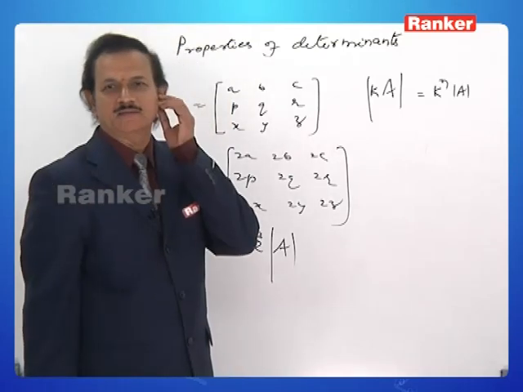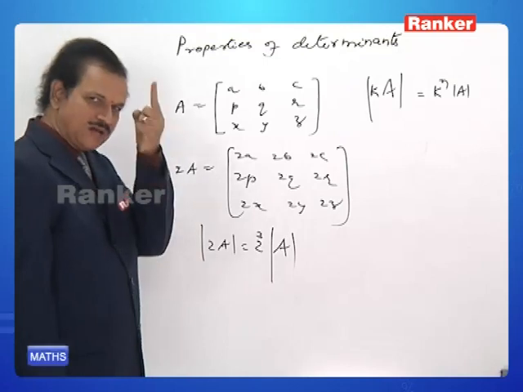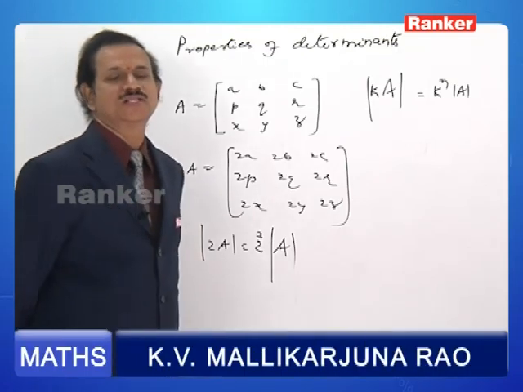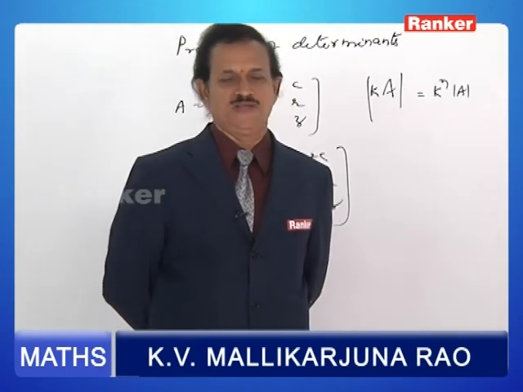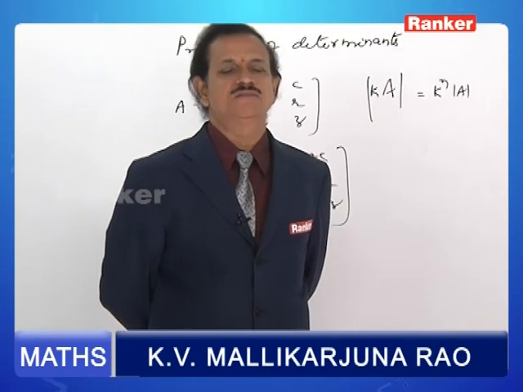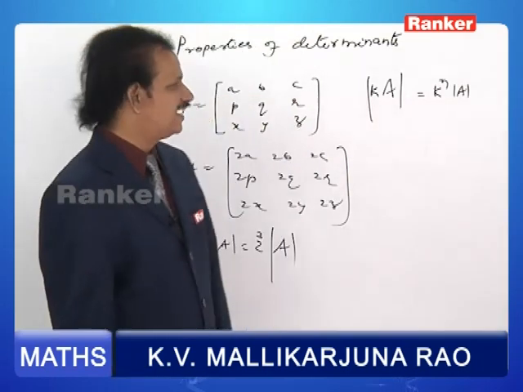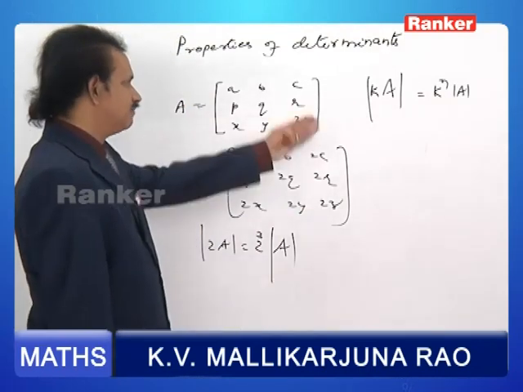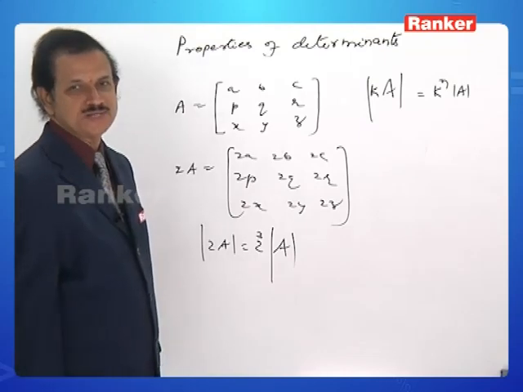K power n into that A. So these all come under one particular property only. What is that property? If the elements of a row or a column of a determinant are multiplied with a scalar K, then the value of the determinant also gets multiplied by K. Yes, of course. With that simple property, we could have designed this also. Det KA, what is det KA? K power n into det A.